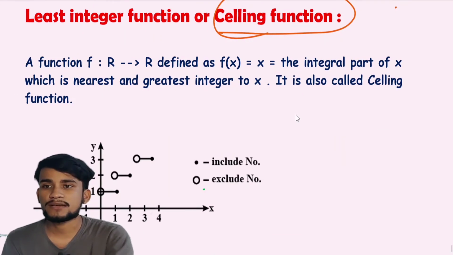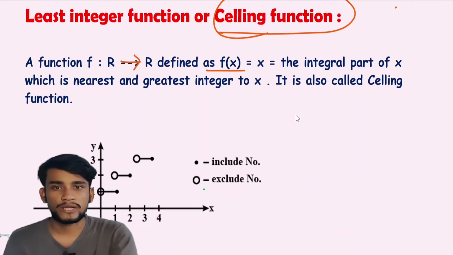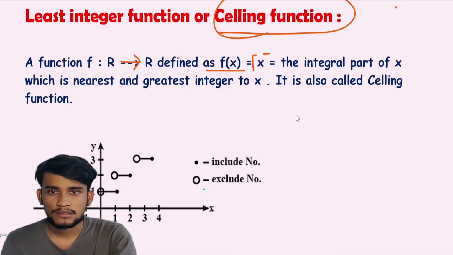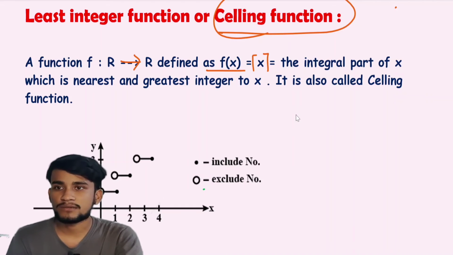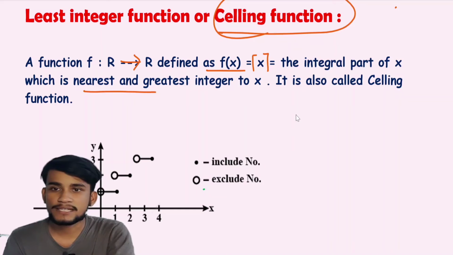The definition says that a function f from R to R is defined as f(x) equal to ⌈x⌉. This sign denotes the least integer function, the integral part of x which is nearest and greatest.